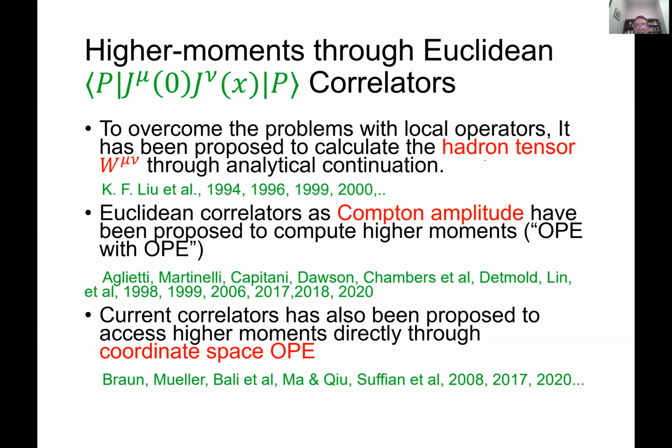In fact, there is an approach called OPE without OPE, suggested by Martinelli and collaborators, and they calculate these Compton amplitudes on the lattice, expand them, and extract the higher moments. And Braun and company have suggested you can look at this current correlator directly in coordinate space through the OPE. And so in this way, you can also get higher moments by calculating non-local correlators.